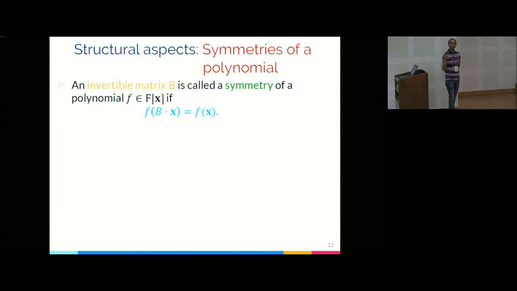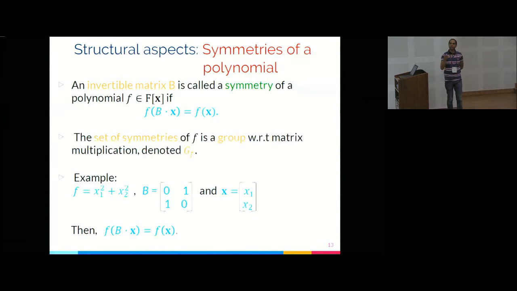Now I say that this B is a symmetry of this polynomial f if, when I multiply x with this matrix B and plug into f, then f remains intact. So in this sense, f is invariant under the action of B. So the set of symmetries of f is a subgroup of the group of invertible linear matrices, and this is called the group of symmetries of f, denoted by G subscript f.